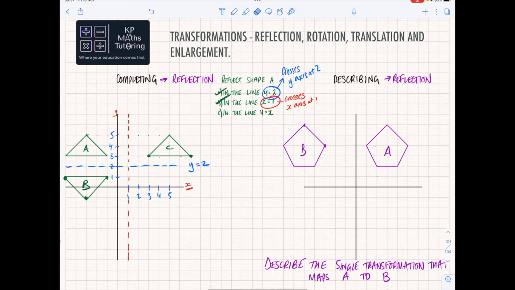Now, the only other one is if you have this type of mirror line. Let's just rub all this out now so you can see exactly what's going to happen a little bit clearer for you. So getting rid of all those lines.